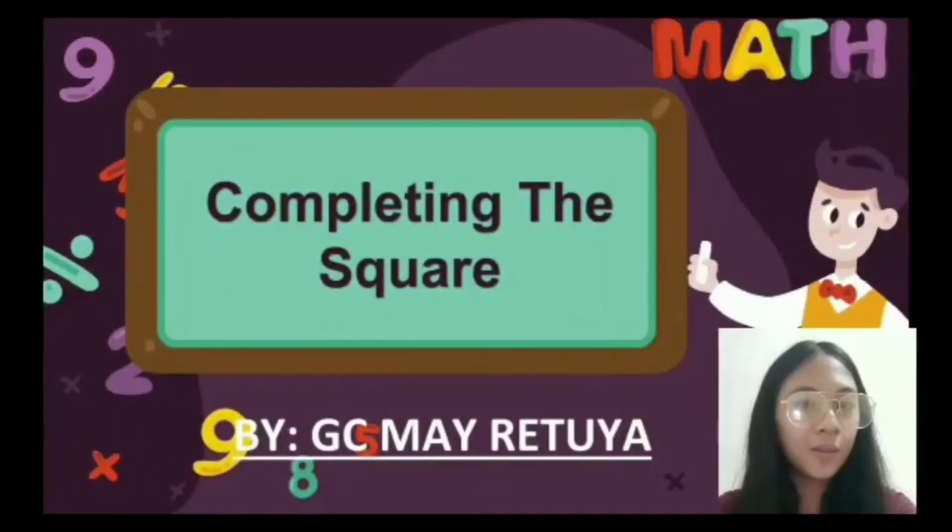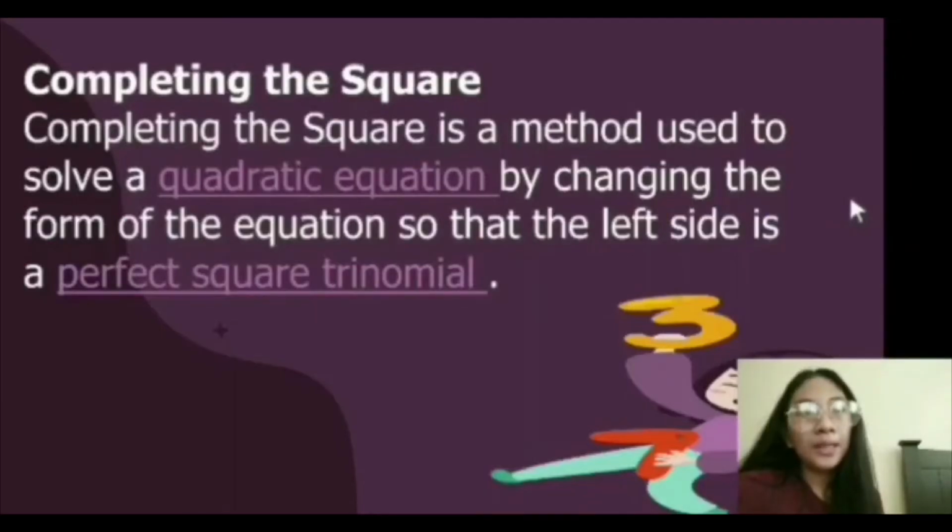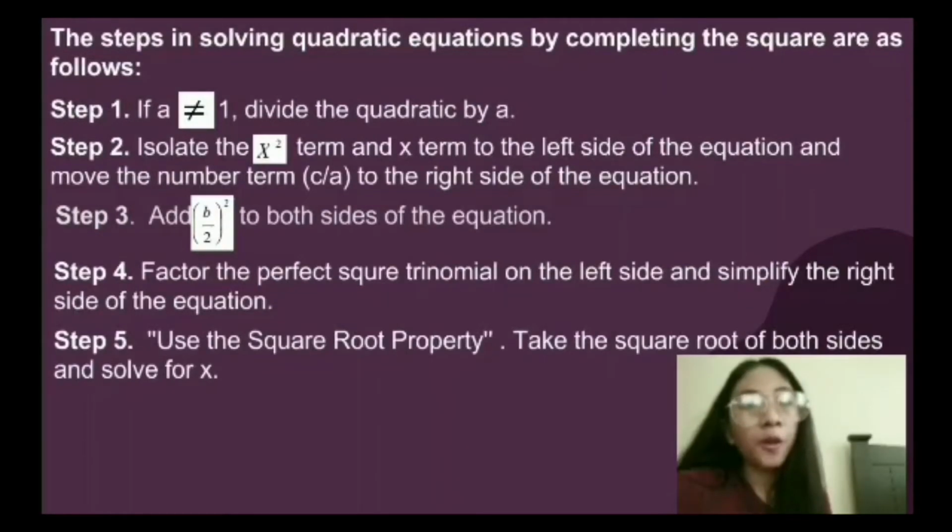Hi, my name is Jisimir Tuya and I will be discussing completing the square. So, completing the square is a method used to solve a quadratic equation by changing the form of the equation so that the left side is a perfect square trinomial. So before solving by completing the square, we need to know the steps.